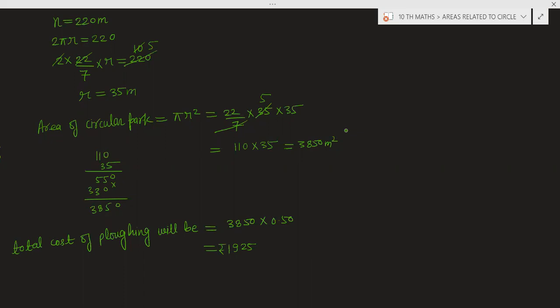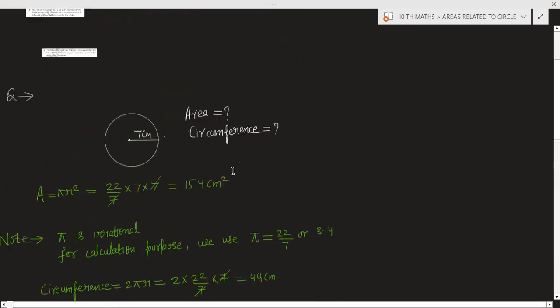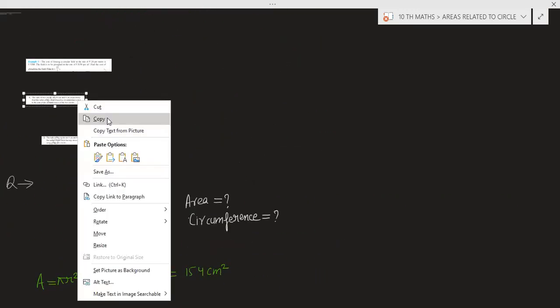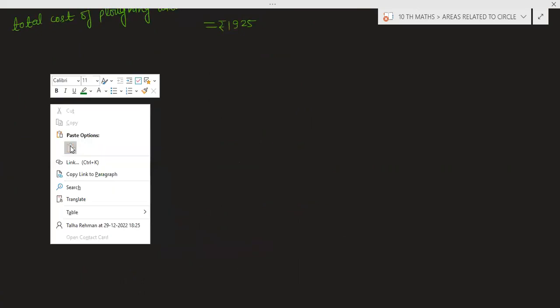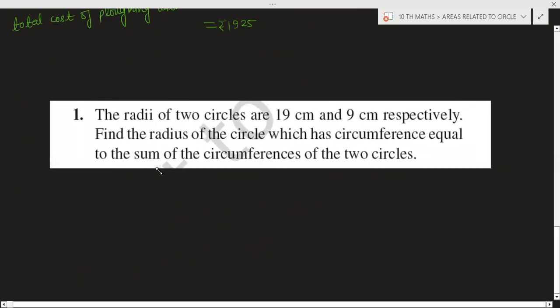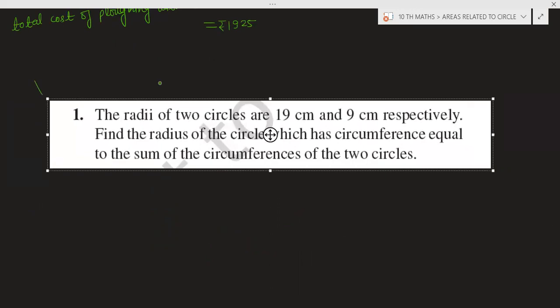After the class, please send me the pictures. Take a screenshot of this. Try this question at your home. I am telling you which question this is: this is NCERT exercise 12.1.